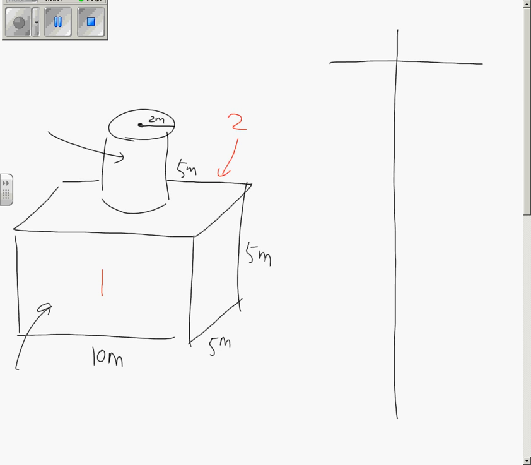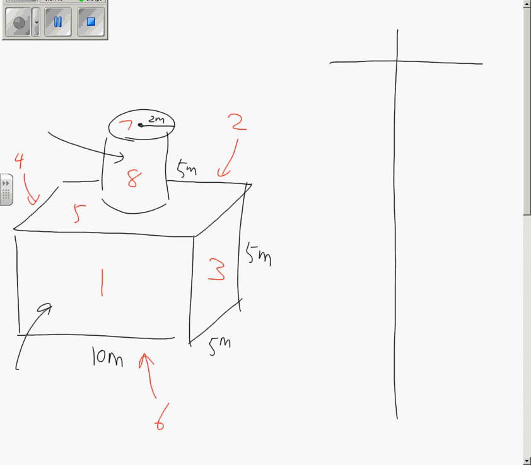So 1 is the front, 2 will be the back, 3 will be the right, 4 will be the left, 5 will be the top, and 6 will be the bottom. I'll go 7 here and 8 here. So if we look at this, we have 8 faces altogether. We have the top of the cylinder, the side of the cylinder, and then all of the different faces of the rectangular prism.